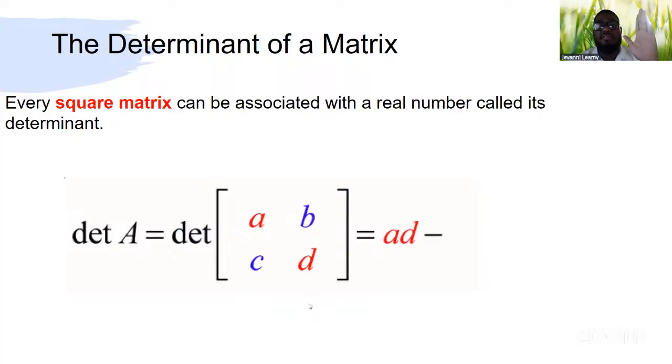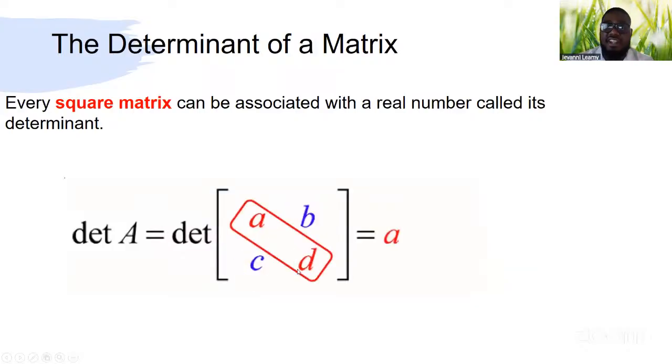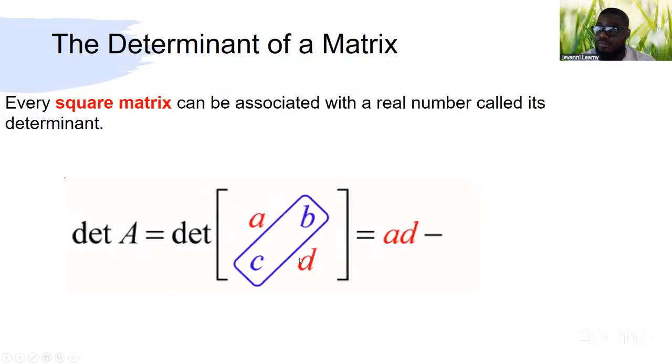It's the top left to the bottom right. So A and D. A is in the top left and D is in the bottom right. So that's how we identify the leading diagonal. And that is always true. All right? And then we have the non-leading diagonal.